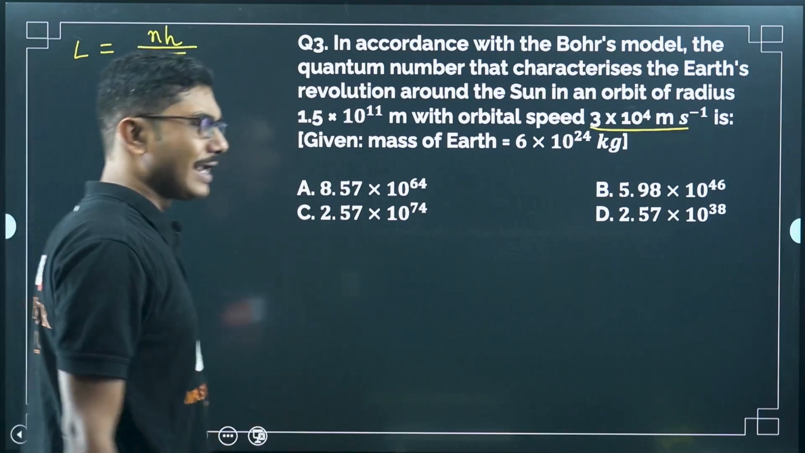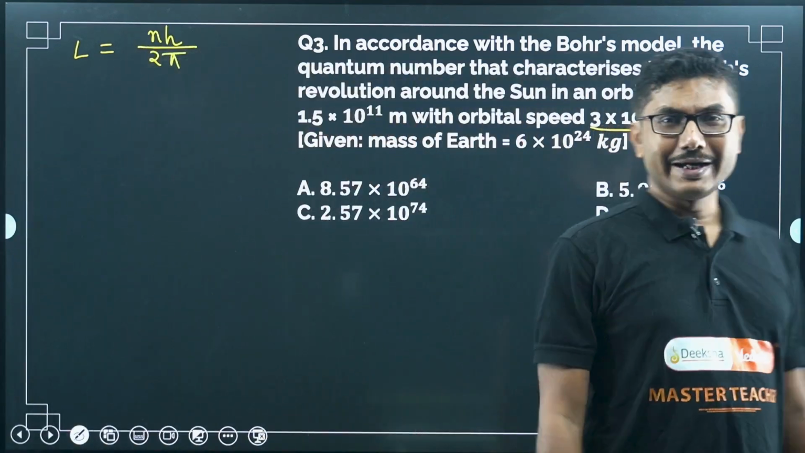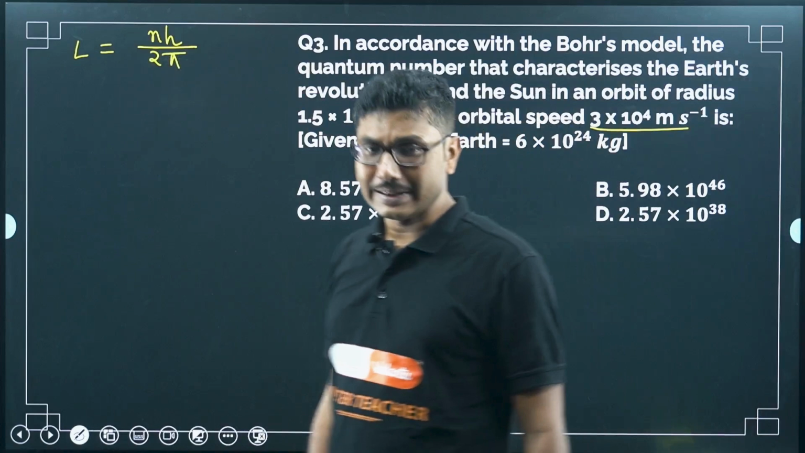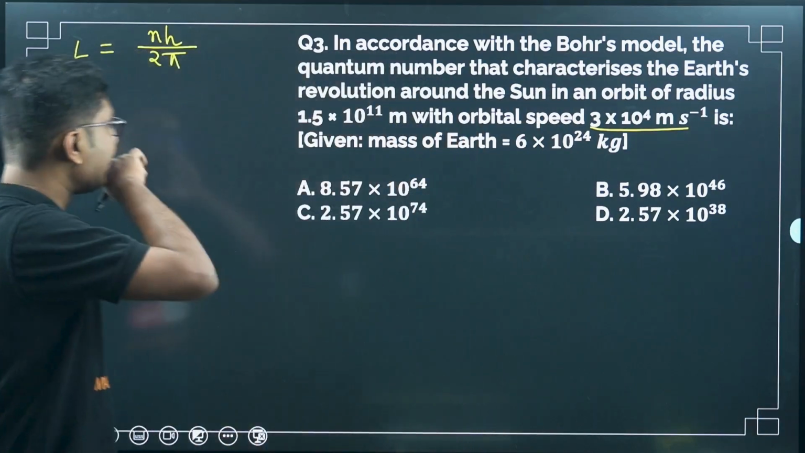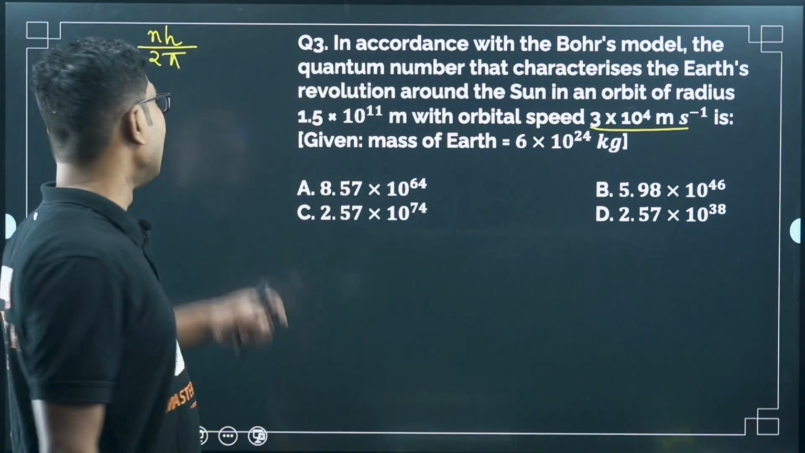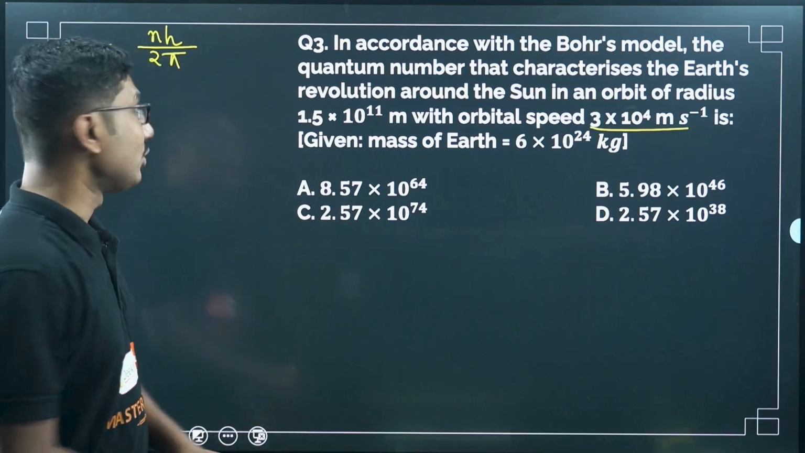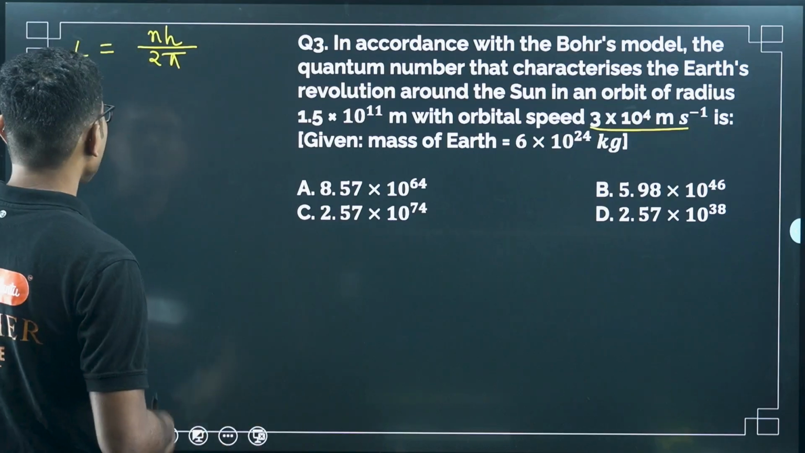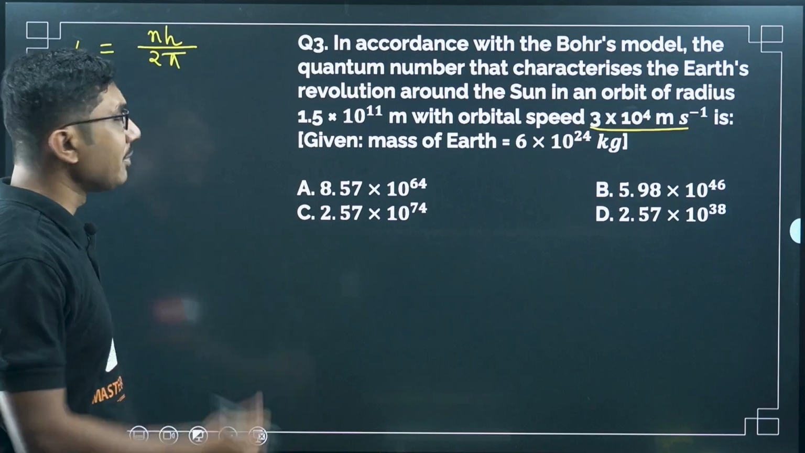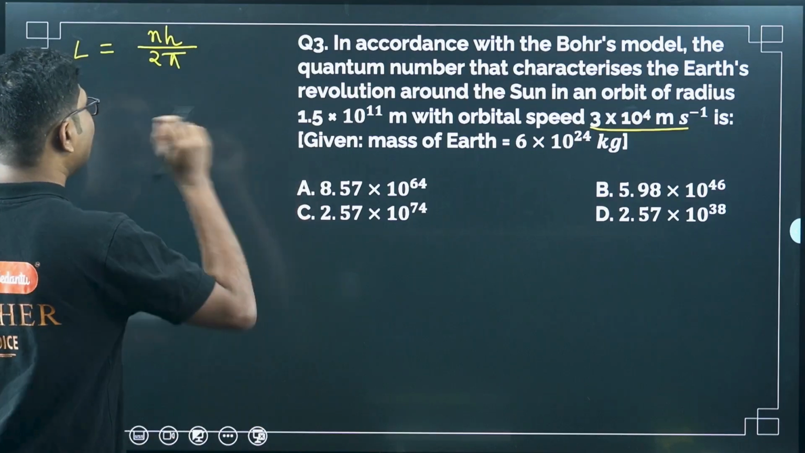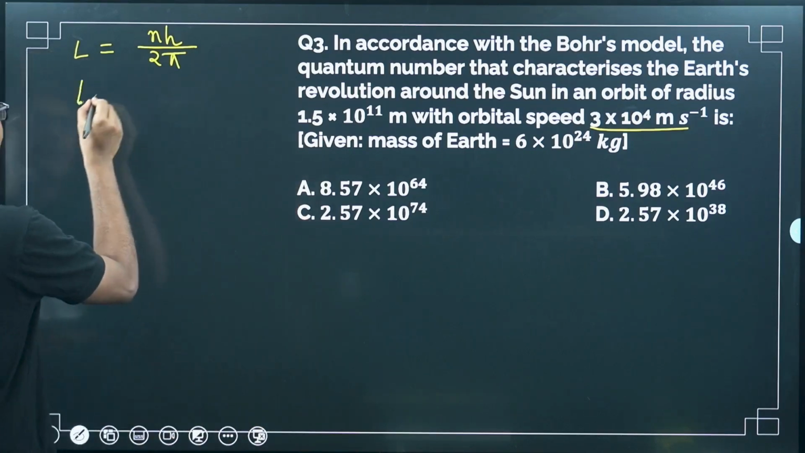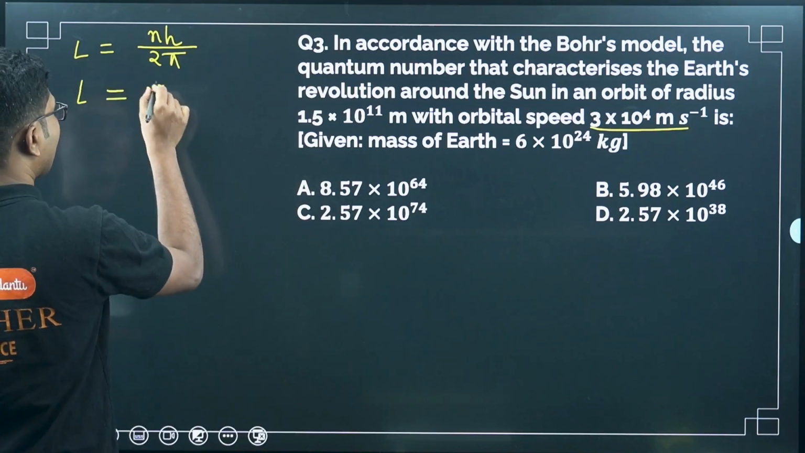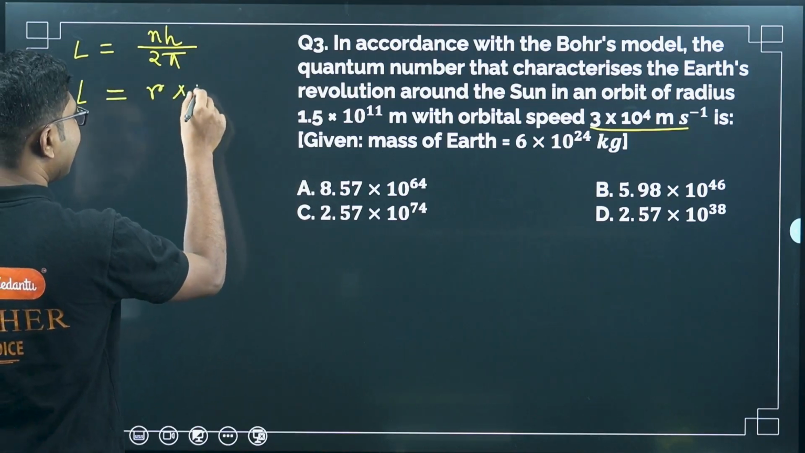So nh by 2 pi is Bohr's formula, Bohr's theory, that he said that orbital angular momentum should be an integral multiple of nh by 2 pi. Here, what is angular momentum? If you remember from your PU1, we will revise PU1 very soon, angular momentum is given by r cross mv.